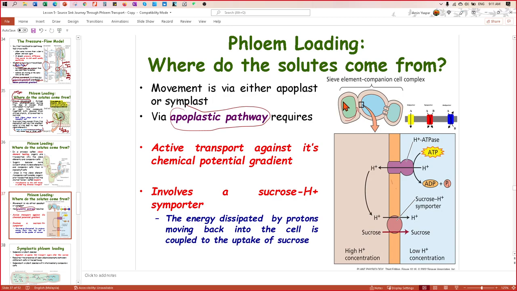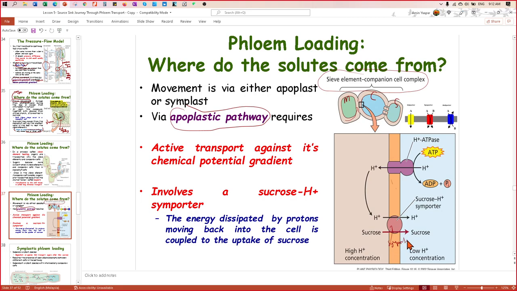This is your mesophyll cells. This is your companion cells. This is your sieve element cells. Together, these make up what we call the sieve element companion cell complex. Let's zoom in on this region. This is the cell wall and this is the plasma membrane. If you zoom in here, you are going to see there is a special sucrose hydrogen symporter.